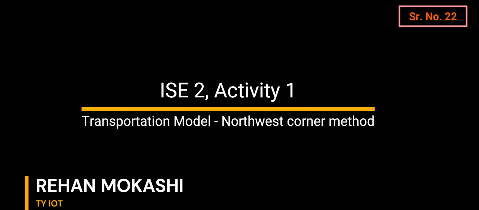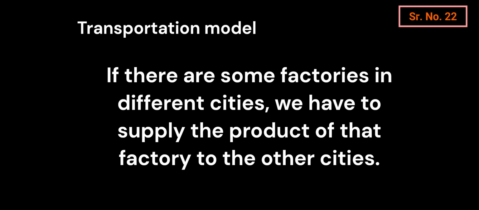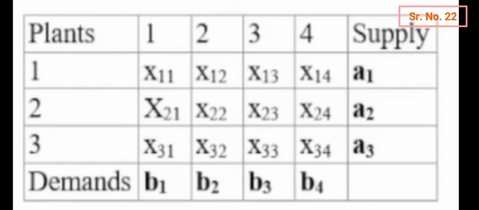Today we are going to discuss the transportation model, and in that we first see the northwest corner method. First we will see what the transportation model is. If there are some factories in different cities and they want to supply the product to other cities, here is a mathematical table. Here you can see there is a distribution center and a demand center.